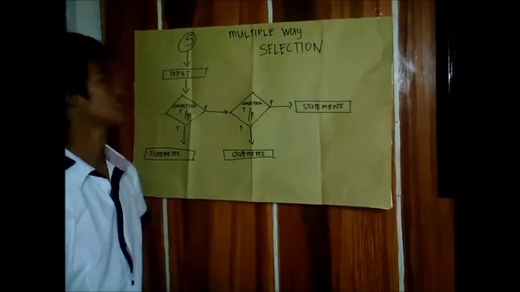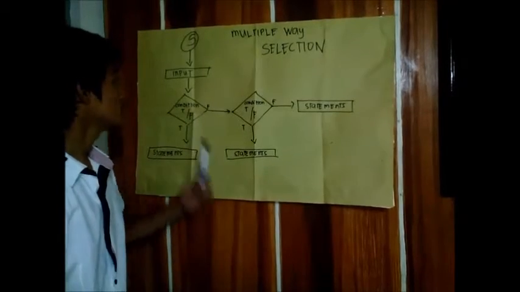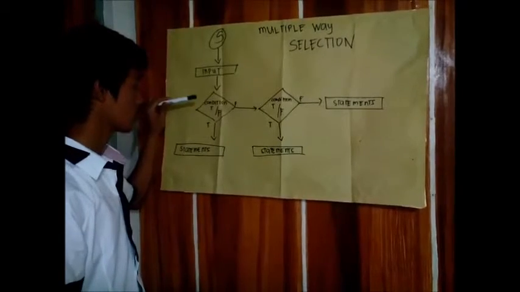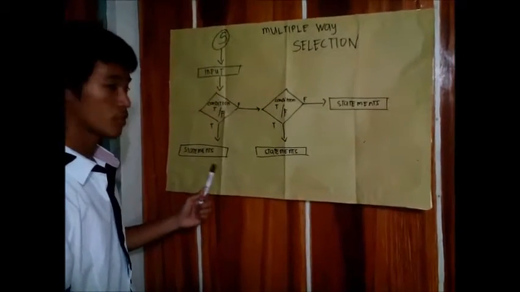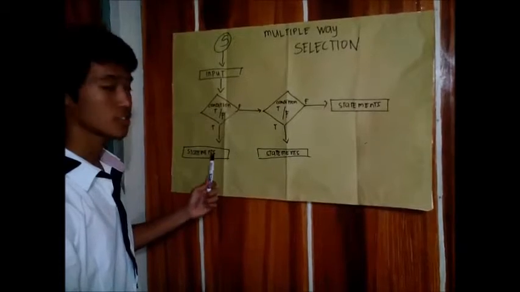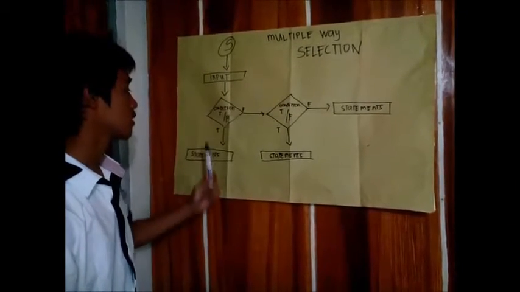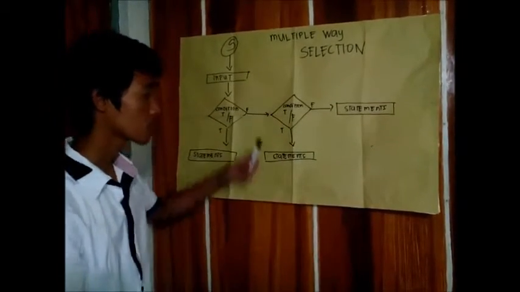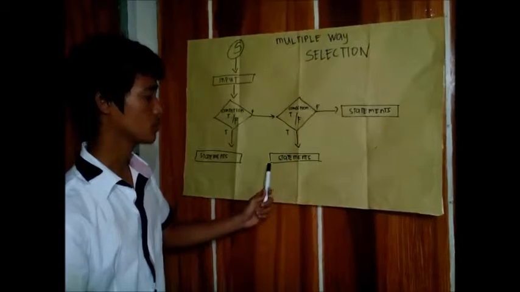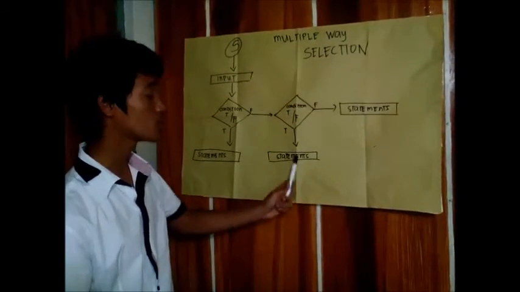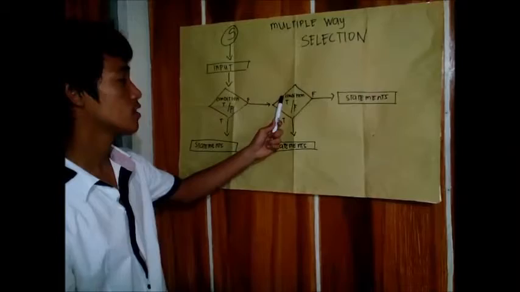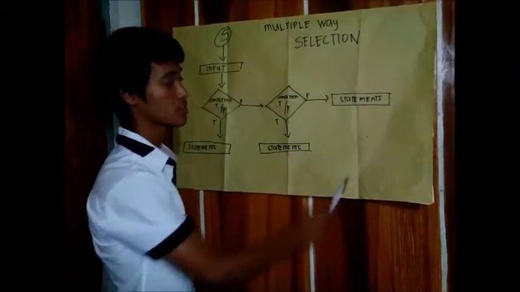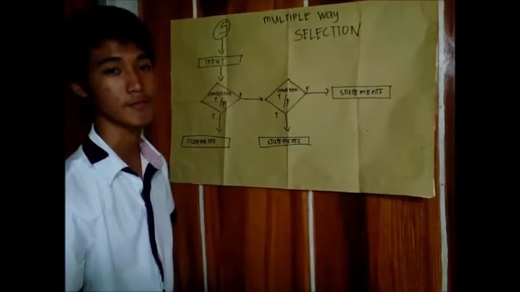Flowchart for multiple-way selection or if-else if. Start, then input. Condition. If the condition is true, execute the statement. This statement is under the if statement. But if the condition is false, proceed to the else if statement. If the condition is true, execute the statements under the else if statement. But if the condition is false, execute the statements under the else statement.